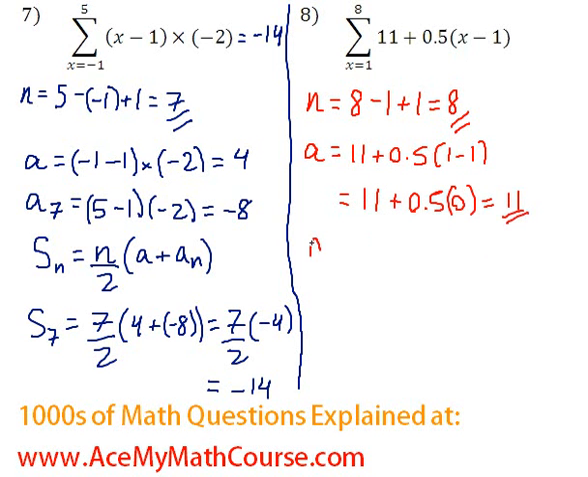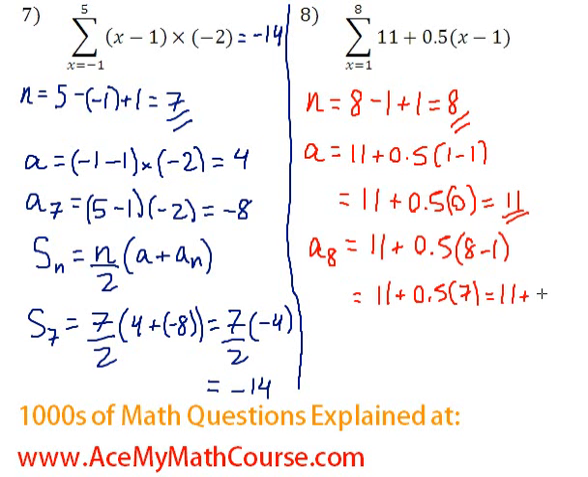And now we can find a8, the last term, by just plugging the 8 in for x. So 11 plus 0.5 times 8 minus 1. Here we're going to get 7. 7 times 0.5, 3.5. 11 plus 3.5, 11.5. Whoops, I meant 14.5. What was I thinking? Great.